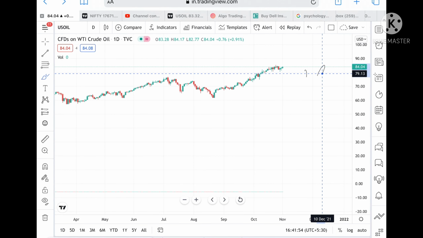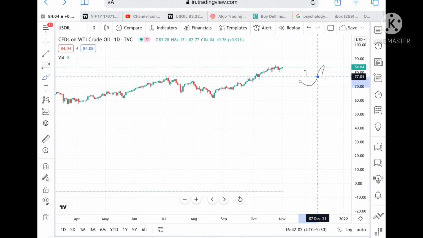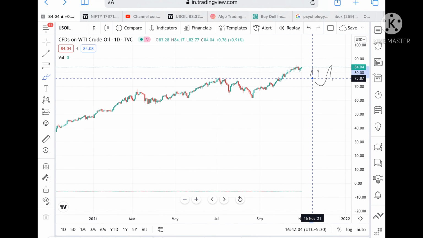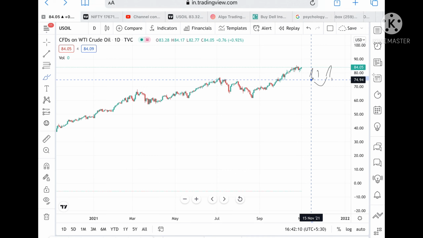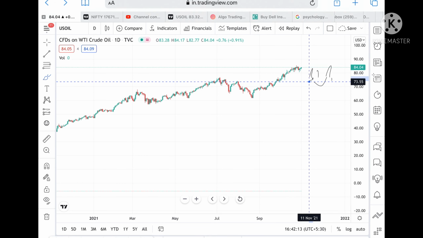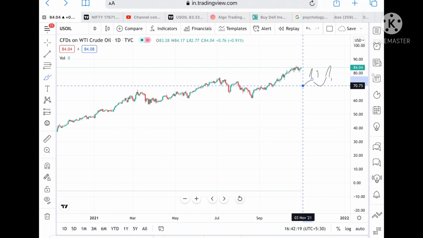And once it goes below this level, then we can see it can go and touch a level of 77, and once 77 is touched, then there is a probability it can bounce back from this level. Or suppose if it goes below this level, then we can see it can go and touch a level of 75.64, and from there we can see it can go and touch a level of 74.7 also. And if the price goes more below this level, then we can see it can go and touch a level of 73.55, and from there we can see it can go and touch a level of 70.